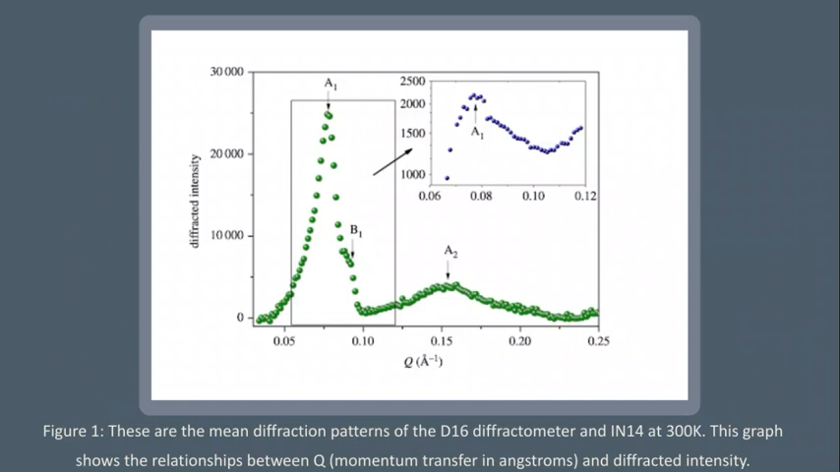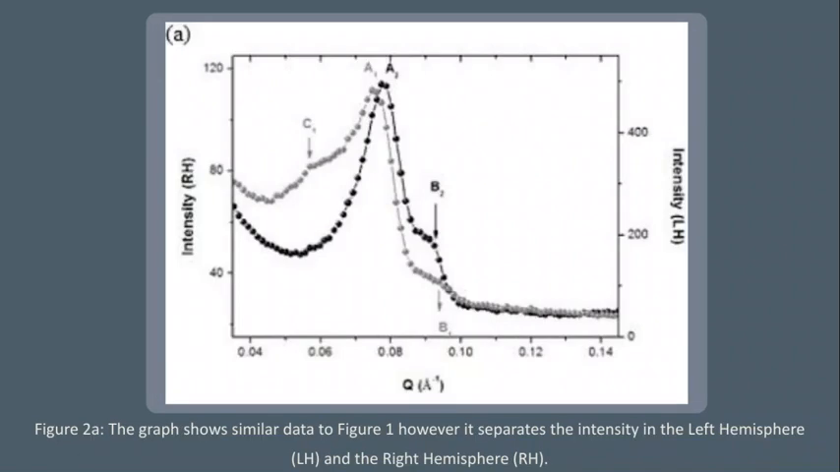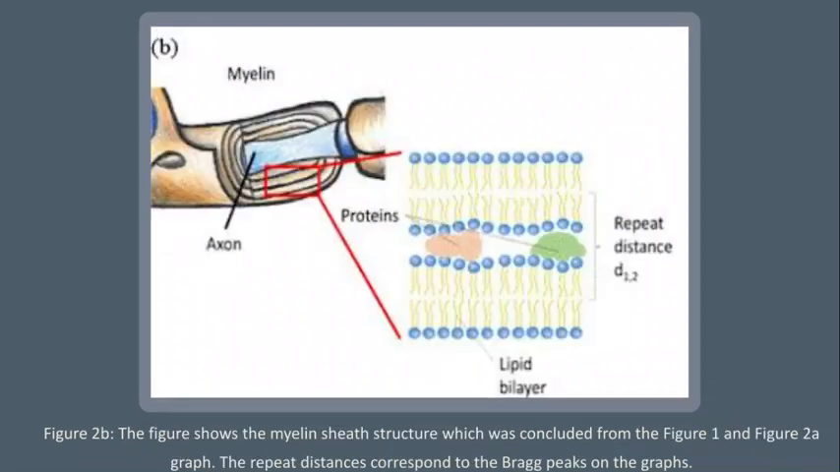This is figure 1. These are the mean diffraction patterns of the D16 diffractometer and IN14 at 300 degrees Kelvin. This graph shows relationships between Q, which is momentum transfer in angstroms, and diffracted intensity. This is figure 2a. The graph shows similar data to figure 1, however it separates the intensity in the left hemisphere and the right hemisphere.